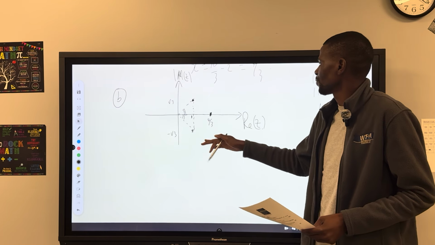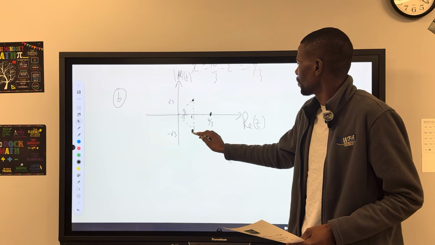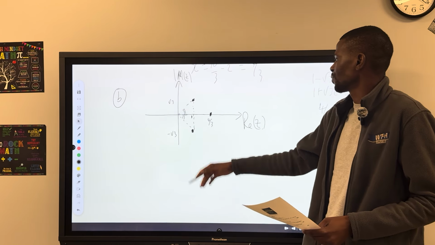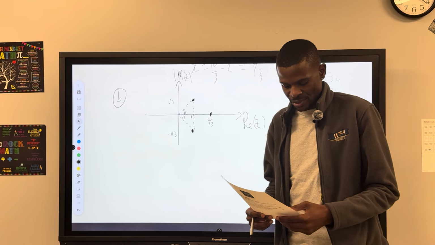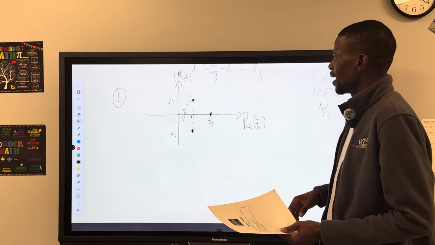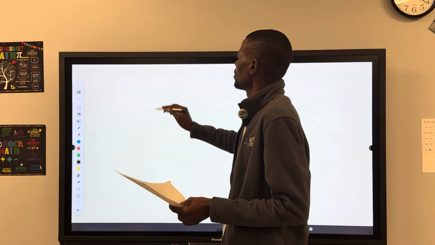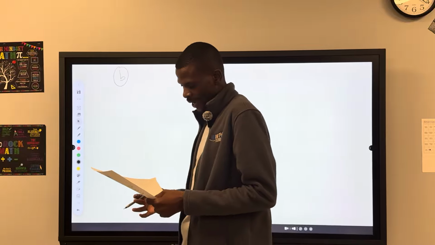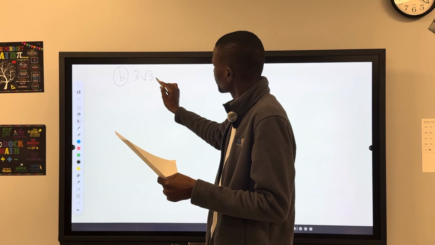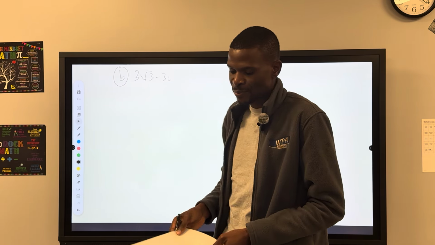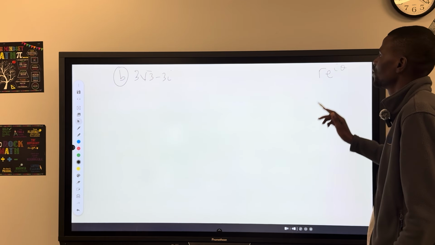So we've got our 1 here. We've got 1 plus root of 3i, 1 minus root of 3i. Then we also have the 4 over 3. So those are the 3 roots that we have indicated in an Argand diagram. Right. So now we are moving on to part B of the question. We are given this complex number here, 3 square root of 3 minus 3i, and we want to express it in Euler form, in exponential form. We want to express it in the form r e to the i theta.